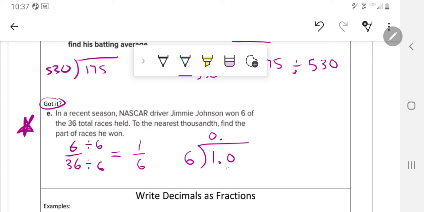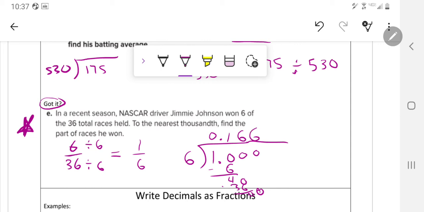6 does go into 10 one time. 1 times 6 is 6, minus, we get the 4, and we need another 0. All right, 6 goes into 40 6 times. 6 times 6 is 36. Subtract, we get a 4. Bring down another 0. It looks like we're going to have some repeating decimals going on here. So 6 goes into 40 6 times.